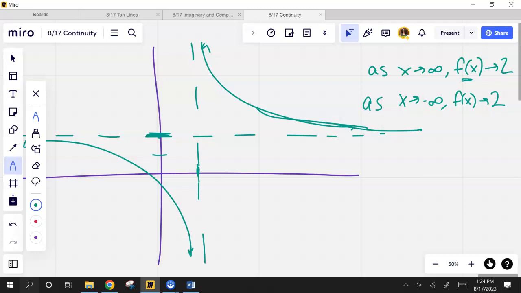Y'all see that? What's the right side doing? Well, it's not going up or down, it's hugging this line. What is that line? That line is 2. And that's it.